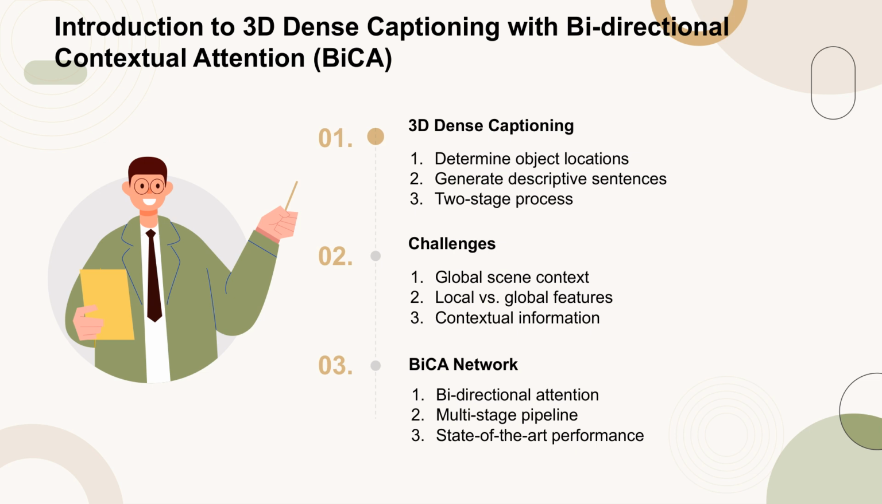However, these methods face challenges in capturing sufficient global context and balancing local and global features. To address these issues, the authors propose the Bidirectional Contextual Attention (BICA) network. BICA employs a multi-stage pipeline with bidirectional attention to effectively aggregate context features without compromising localization performance. This approach sets a new state-of-the-art in 3D dense captioning and improves object detection performance.